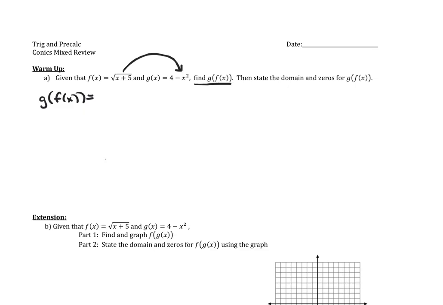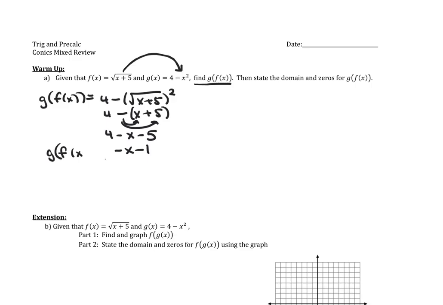So that would be 4 minus, always plug in using parentheses, the square root of x plus 5 quantity squared. When simplifying, the square and the square root will go away. Make sure you put that x plus 5 in a parenthesis so that you can subtract the entire binomial and get 4 minus x minus 5, which would simplify down to negative x minus 1. That is our answer for g of f of x, or part 1 of the question.